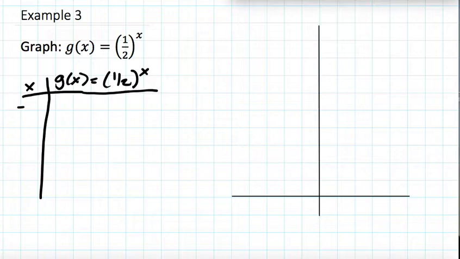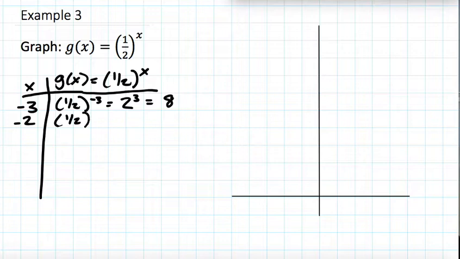So we're going to start with -3. Now plugging in a negative number here flips the fraction. So it's going to become 2 to the +3, which is 8. Or again, you can get these values by just plugging into your calculator as well.